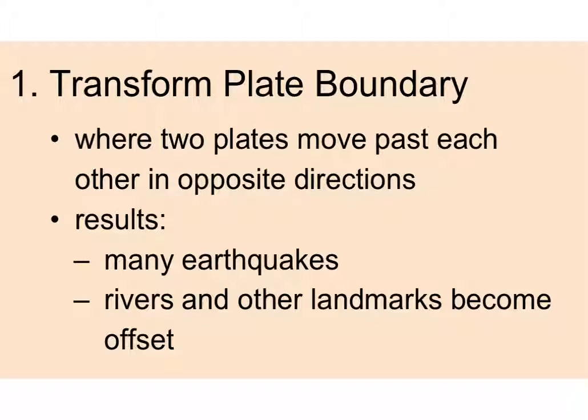So the first boundary that we're going to talk about today is transform plate boundaries. And this is where 2 plates are moving past each other in opposite directions. So we might have one plate moving in one direction and another plate moving in the opposite direction. So they're not colliding, they're not moving away from one another, they're just sliding past one another. And the result is that we can get a lot of earthquakes. And you saw in the lab where rivers or maybe some other landmarks can become offset from one another.